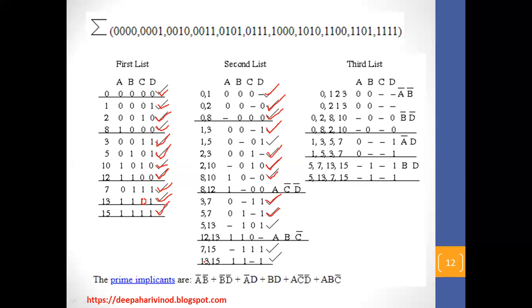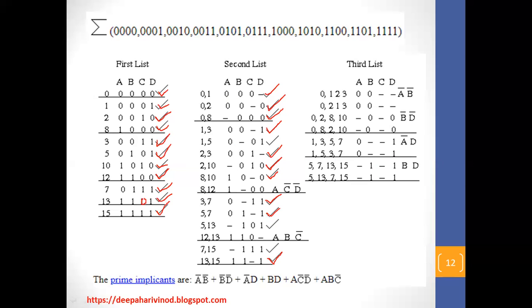5, 13 with 7, 15. 5, 7 with 13, 15 can be done. Here you can see 5, 7 and 13, 15. You can notice only one bit change. So 5, 7, 13, 15 with a dash in one position will be the answer we get when we compare.